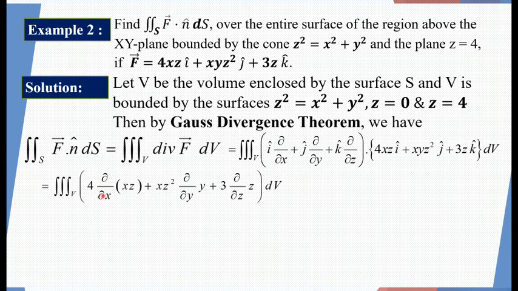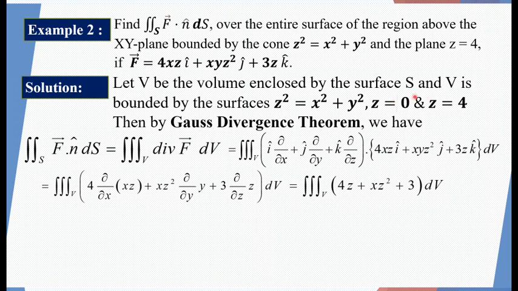So partial differentiation of xz with respect to x will be z. Partial differentiation of y with respect to y is 1. Partial differentiation of z with respect to z is 1. So it is converted into the triple integral over V of (4z plus xz² plus 3) dV. So now we have to integrate it over the entire region.